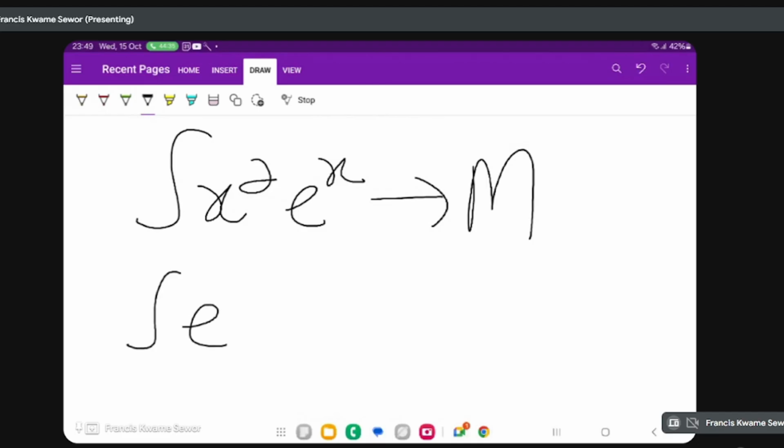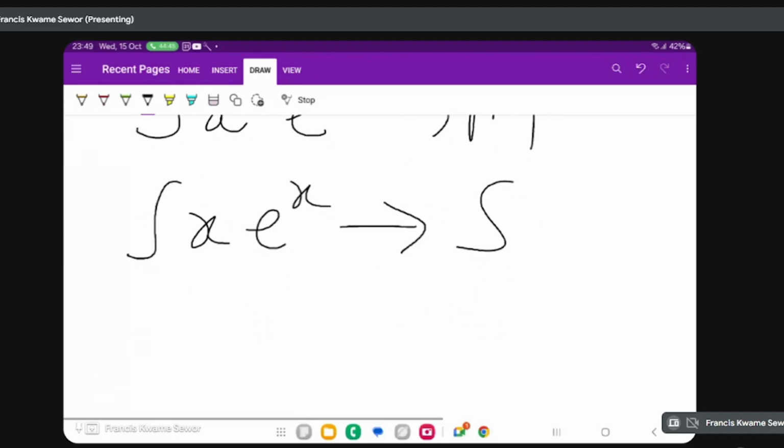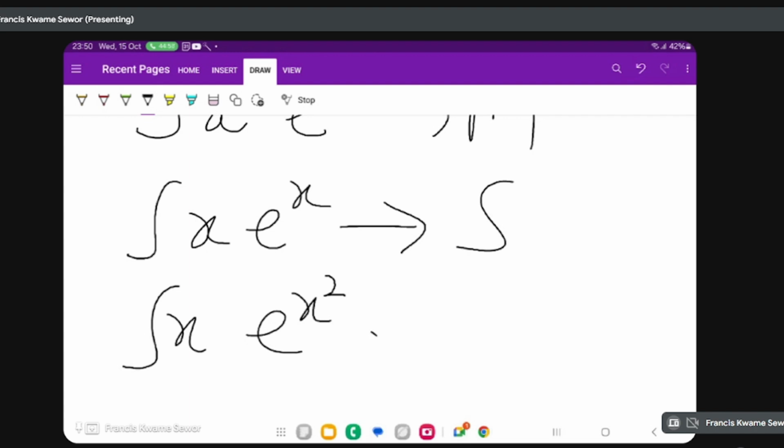Oh, the one for x e to the power x. This is for Stella, and then x squared e. No, this is coming from my head. Oh, x squared ds. This is for everybody. Everybody will explain their reasoning.